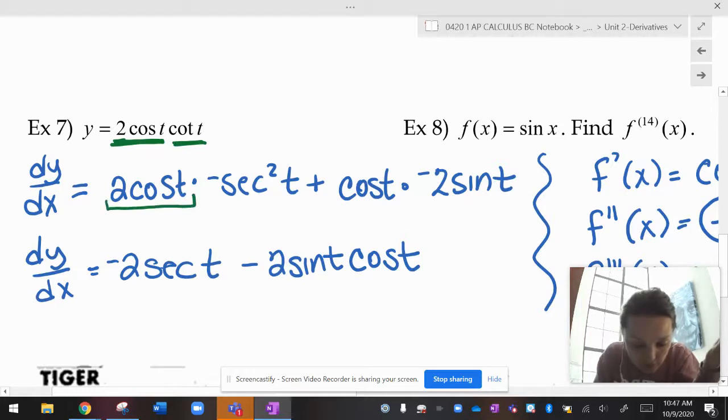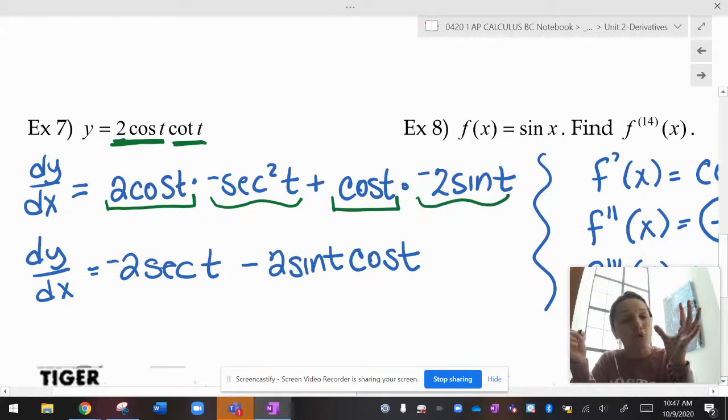So there's the first times the derivative of the second plus the second times the derivative of the first. So I kind of attach the 2 to the first part of the product. Then I realized cosine times secant is 1 over cosine. So cosine times secant actually cancels out one of the secants. So this becomes negative 2 secant t minus 2 sine t cosine t.